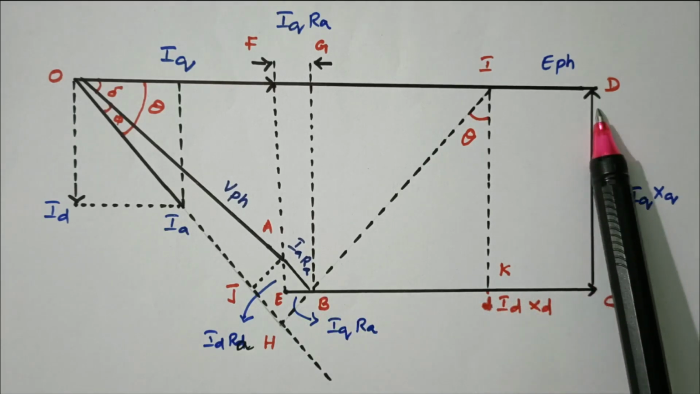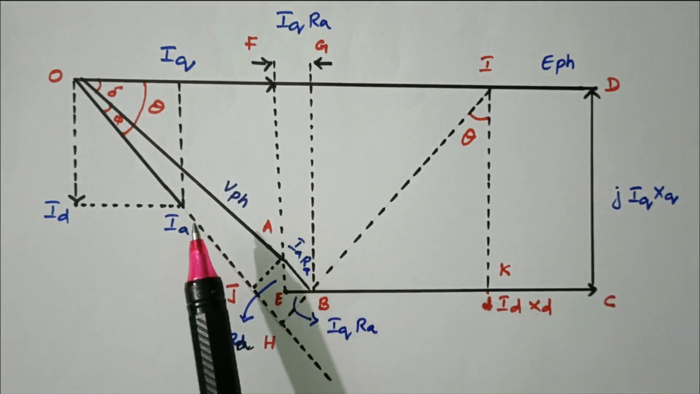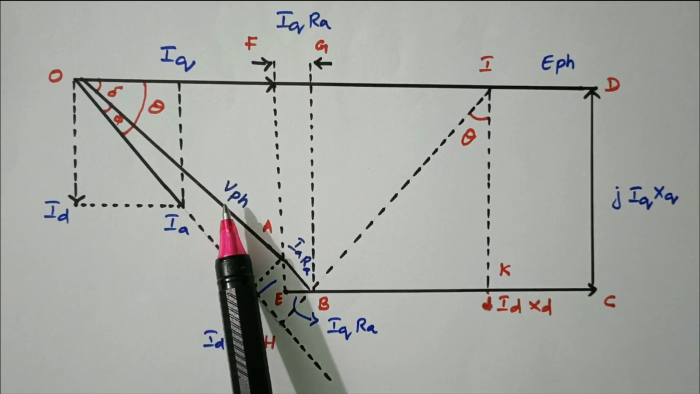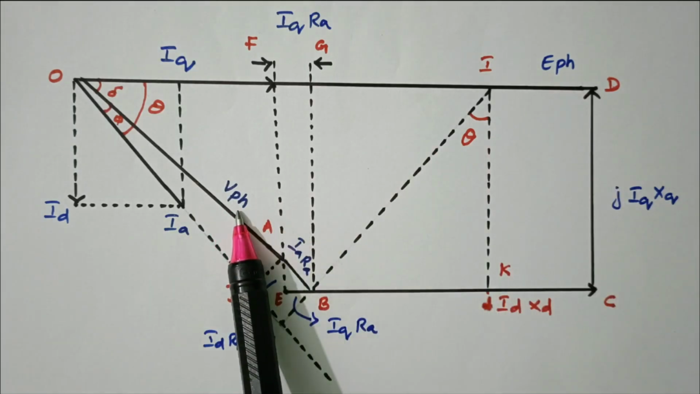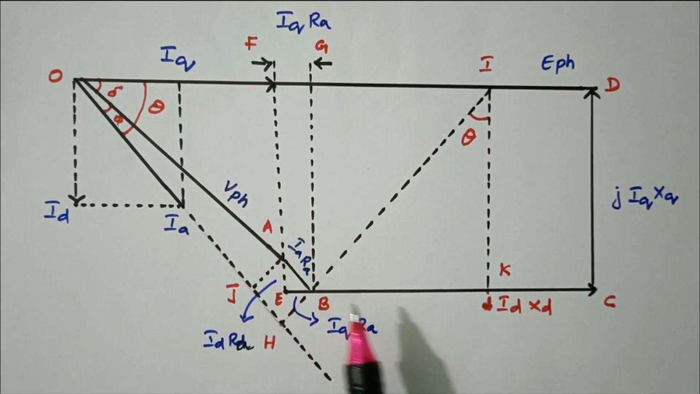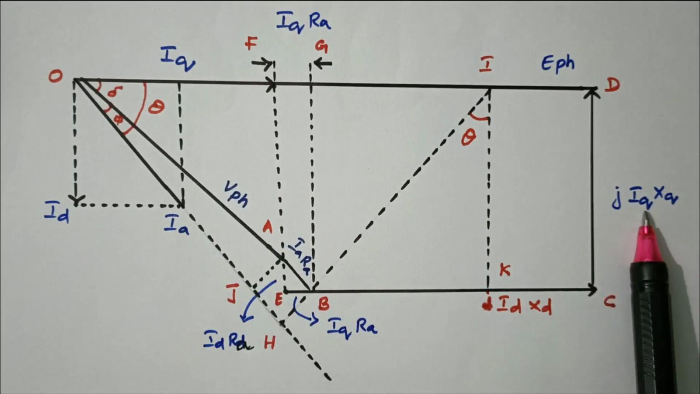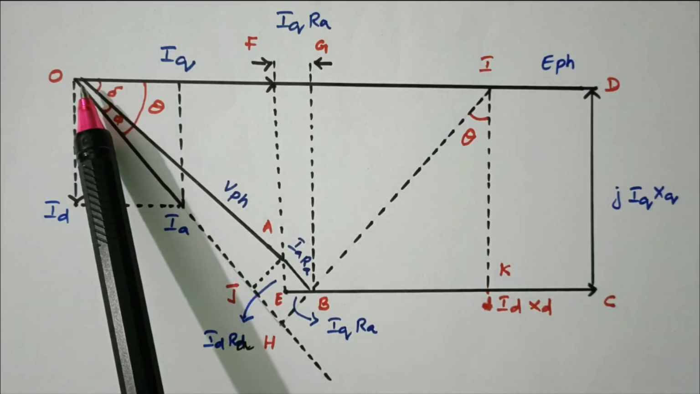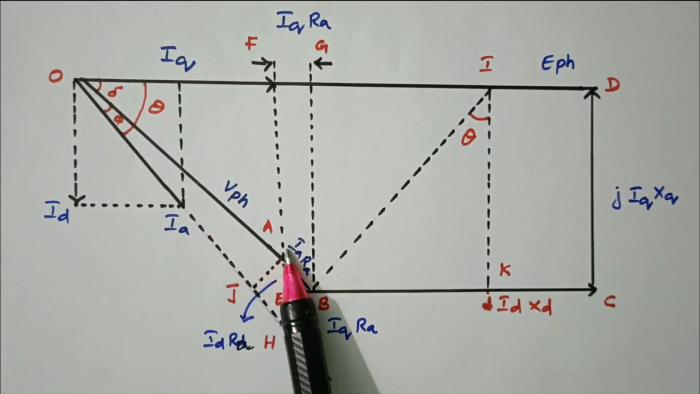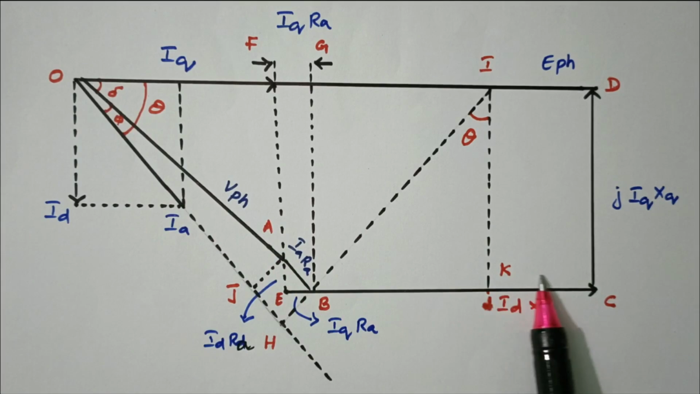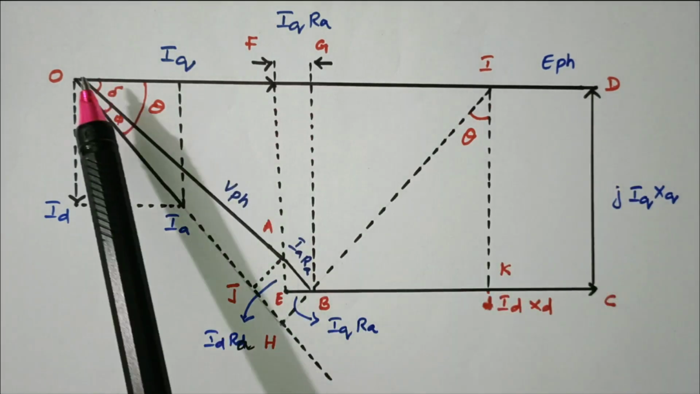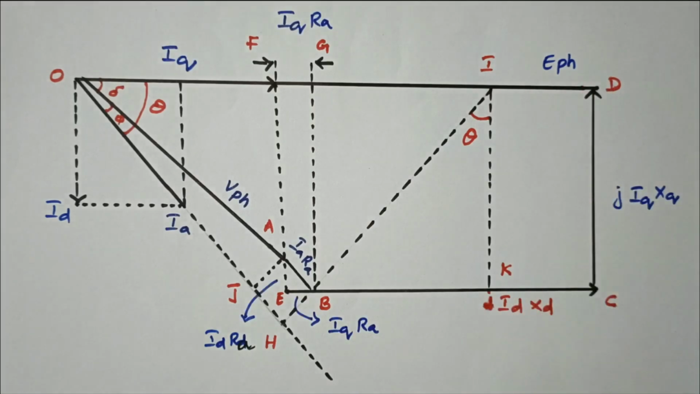This is the direct axis, and this is the quadrature axis. So the equation we saw: the resultant EMF E phase equals V phase plus Ia Ra plus Id Xd plus Iq Xq. So the vector sum of V phase, Ia Ra, Id Xd and Iq Xq will give the resultant EMF E phase. Now we'll go to the remaining part of the phasor diagram.